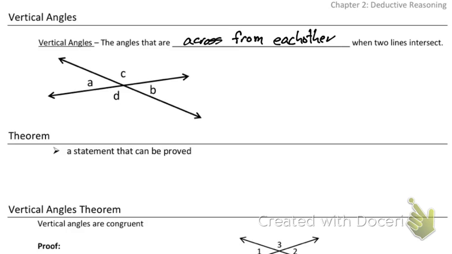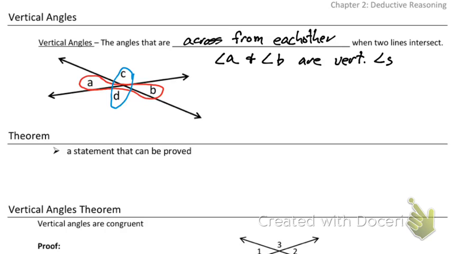So examples here. We have two lines, one line, two line intersecting. They're going to be vertical angles. So I'm looking at this A, B pair, and I'm also looking at C and D. So that's going to tell me angle A and angle B are vertical angles, which I'll just put as vert, and I'll put my little angle symbol. And then angle C and D are also vertical angles.